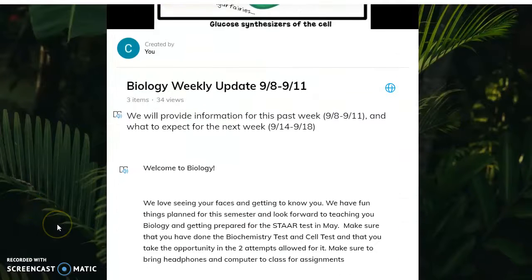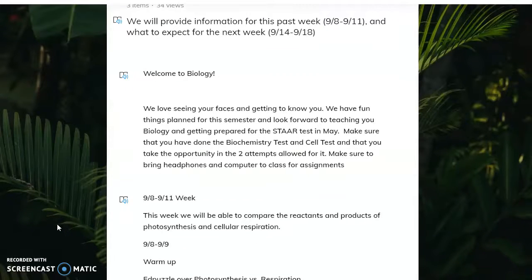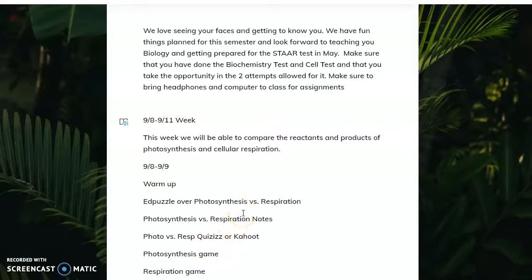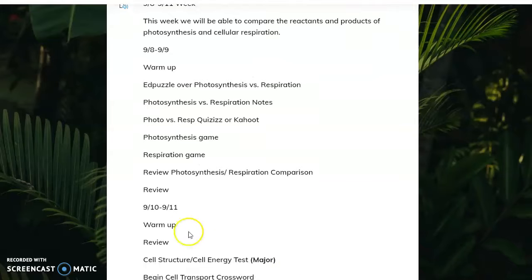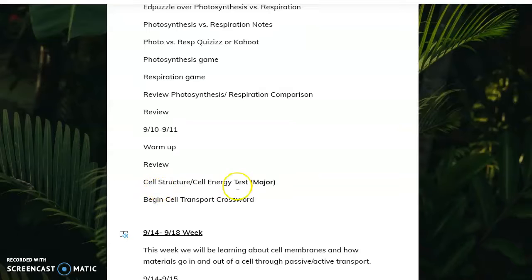So just as a recap, if you didn't get my Wakelet, last week we did an Edpuzzle over photosynthesis and respiration. We did notes, a Kahoot, and optionally there were 2 games that you could play. It wasn't required, it was just for fun. And then you had a review of the comparison of photosynthesis and respiration, and then also another review. We did a cell energy test. Make sure to get that done. Also, you have two chances to get a good grade, so make sure you use that.